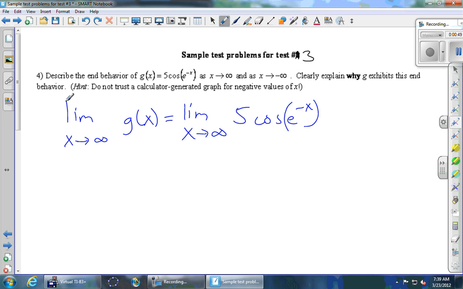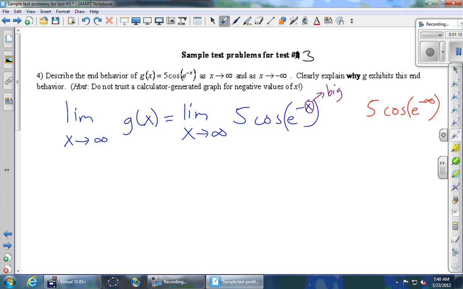And what's happening here is x is getting very big. And so if we make x really, really big, then the power is actually really big and negative. So I'm going to put here on the side, this isn't really mathematically precise, but I'm thinking of 5 cosine of e to the negative infinity.